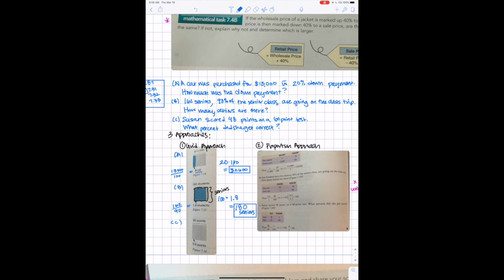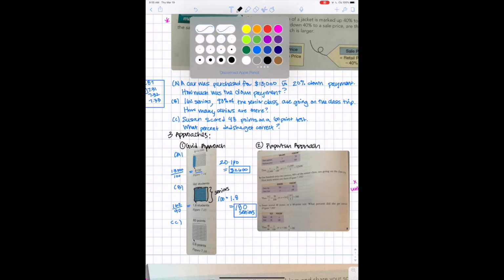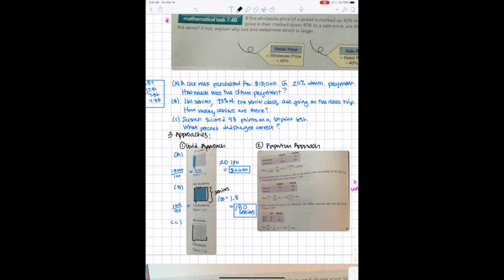Comparing this with problem C, we have a very different picture. So here, Susan scored 48 points out of 60 points on a test. We want to know what percentage she got correct. So now if I'm looking at the grid, the entire grid should represent all 60 points. And we know that Susan only got 48 of those points.